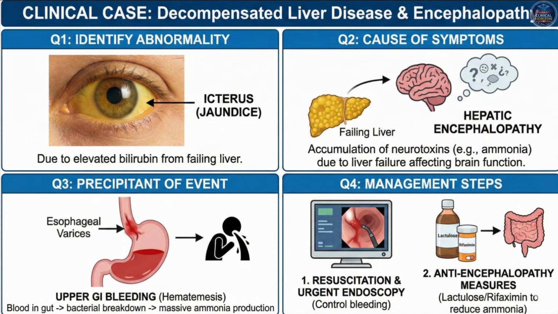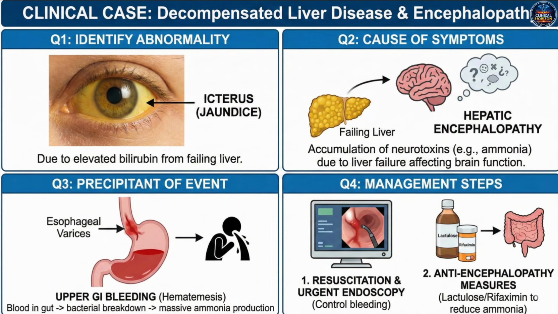When a large amount of blood sits in the gut, bacteria break it down, producing massive amounts of ammonia that the failing liver cannot clear. The answer to write: upper gastrointestinal bleeding or hematemesis.